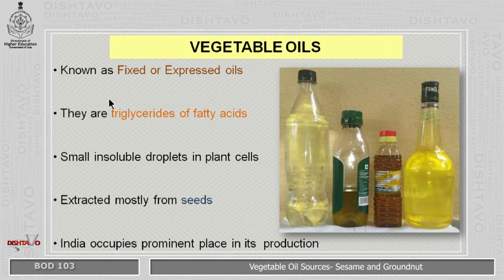Now, vegetable oils are known as fixed or expressed oils. These are triglycerides of fatty acids. They are present as small insoluble droplets in plant cells. They are extracted mostly from the seeds, and India occupies a prominent place in their production. This picture shows the different vegetable oils which are mostly used in the kitchen for cooking.